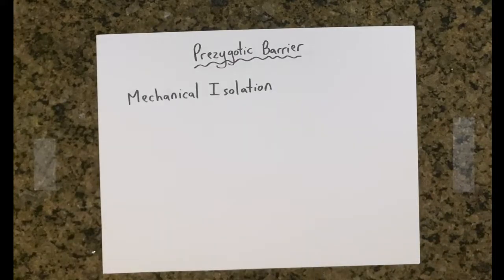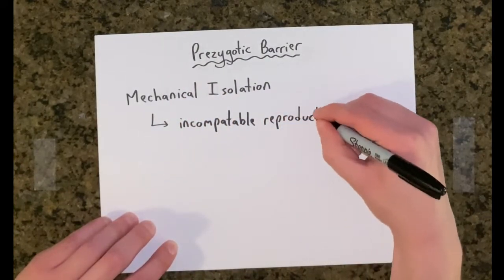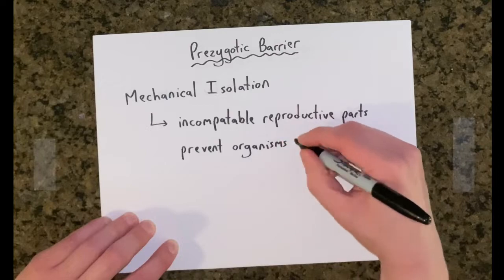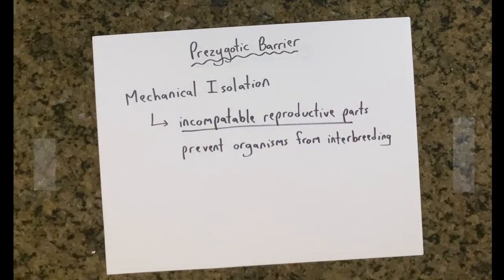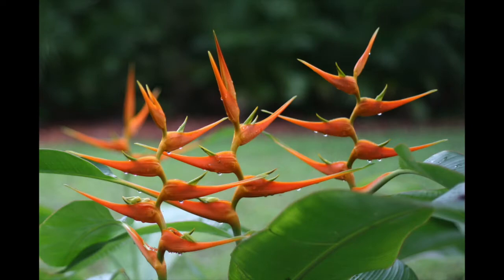Mechanical isolation, another type of prezygotic barrier, is when two species cannot interbreed due to a morphological incompatibility between the two species' reproductive parts. This can be seen in plants of the Heliconia genus. One species of Heliconia, H. pogonantha, can only be pollinated by hummingbirds with long curved bills, while a different species, H. latispatha, can only be pollinated by hummingbirds with short, straight bills.